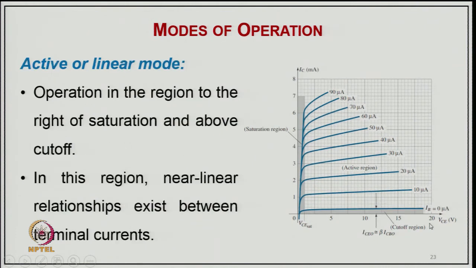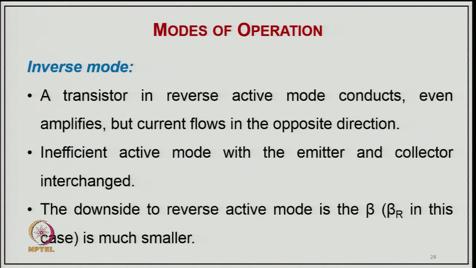The second region is the active region, this is the major region, also called linear mode. The operation in this region is to the right of saturation and above cutoff, meaning saturation is on this side and cutoff on this side. So this is the region here, and in this region a nearly linear relationship exists between the terminal currents. And now, inverse mode: a transistor in reverse active mode conducts and even amplifies, but the current flows in the opposite direction.